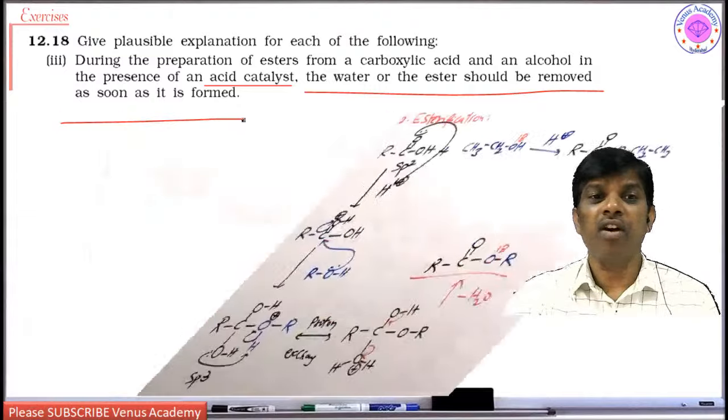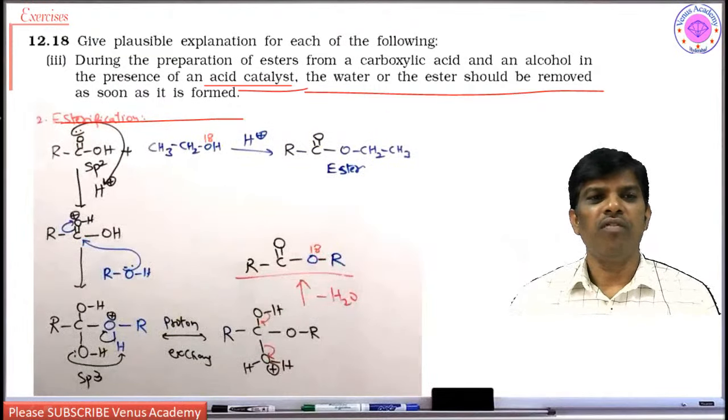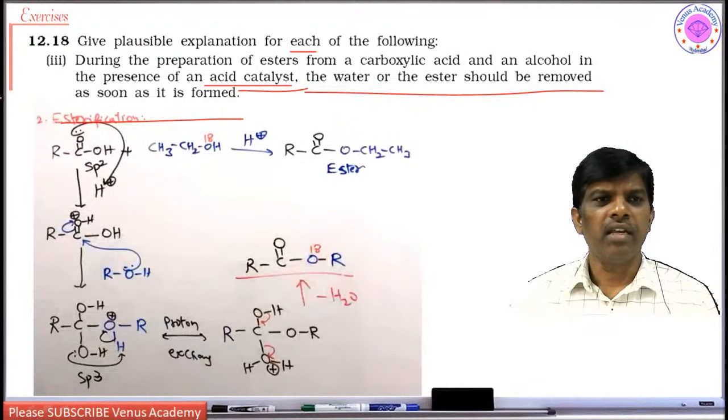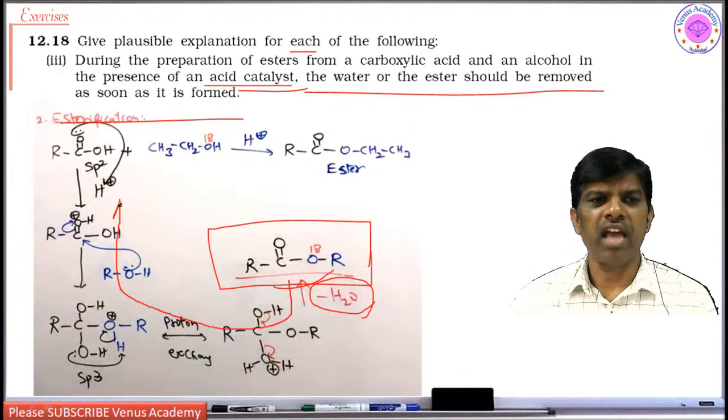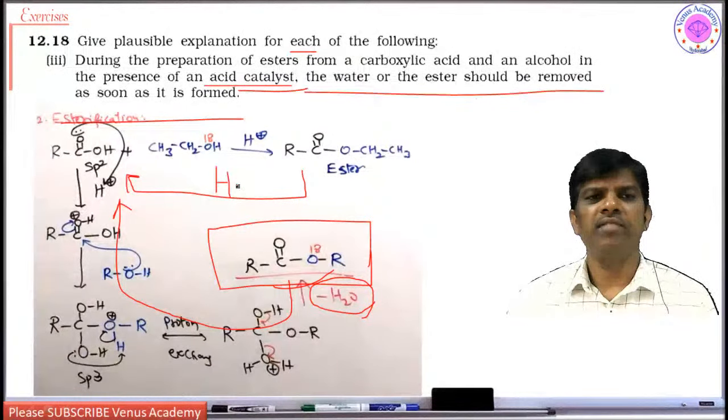Then what happens if it is not removed? What is happening, students? The carboxylic acid is reacting with the alcohol as a nucleophile to give this ester. If you do not remove this water, what is going to happen? The same back reaction: ester hydrolysis is going to take place. Ester hydrolysis in the presence of water takes place to give back your acid and alcohol.